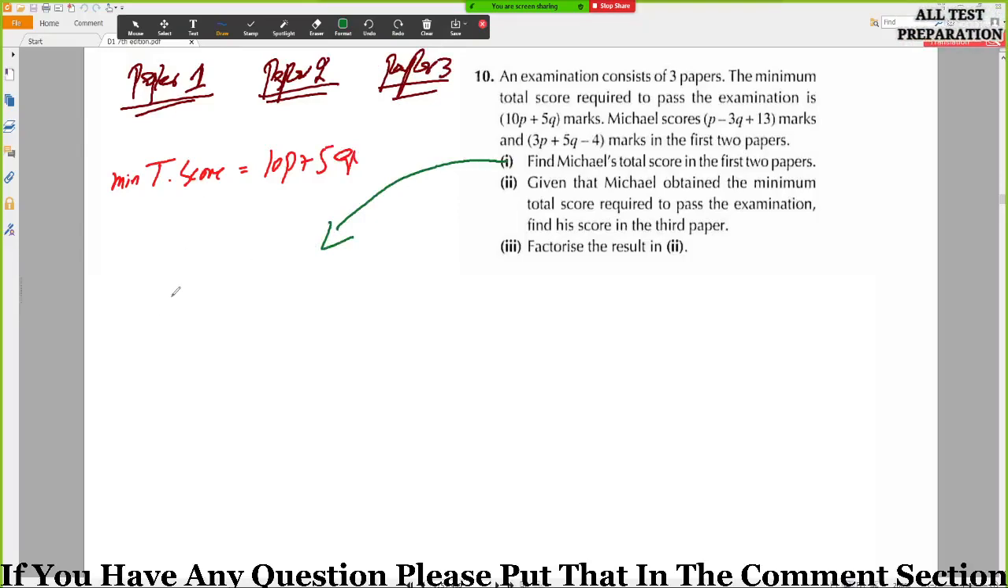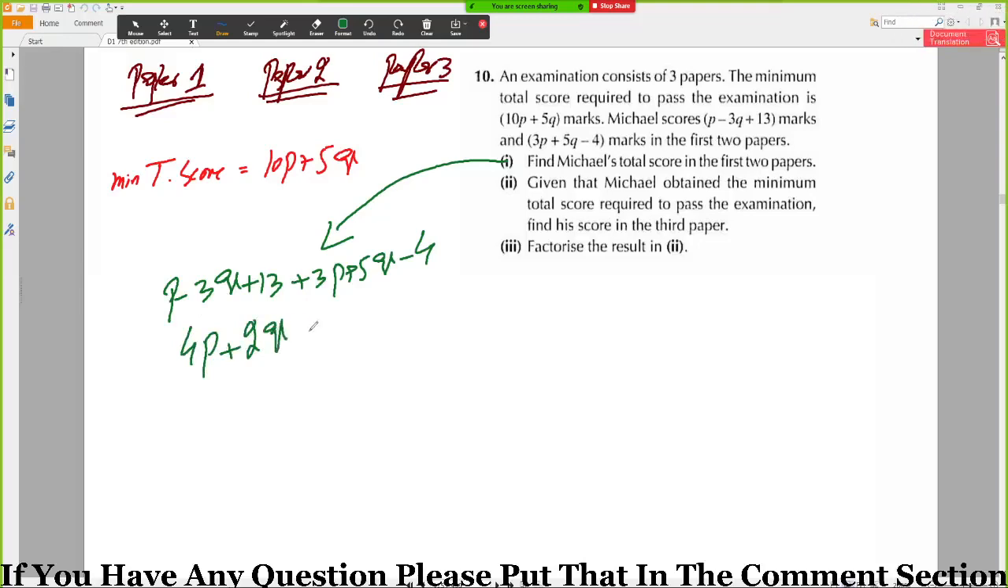P minus 3q plus 13 plus 3p plus 5q minus 4. So this will be 4p plus 2q plus 9.